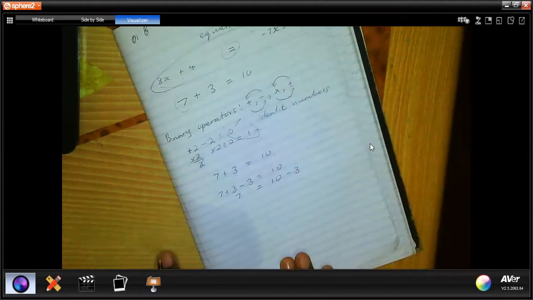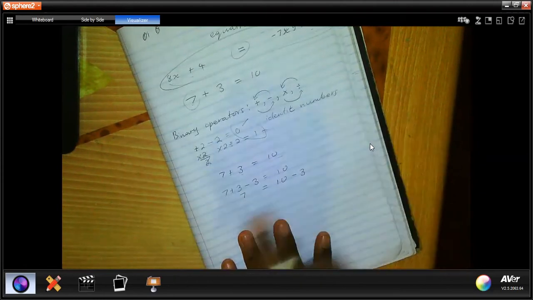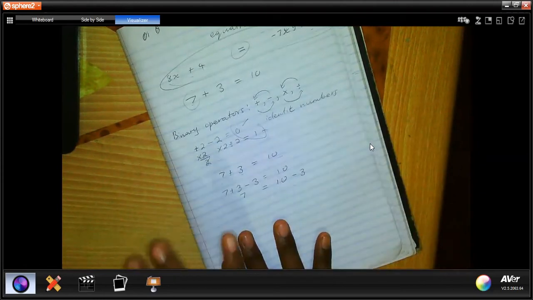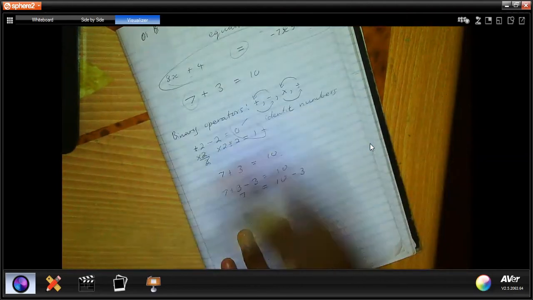So that's why it's very important, because if you do it on the left and not on the right, you will be changing the value of the equation. That is, you'll be making the equation have no balance.